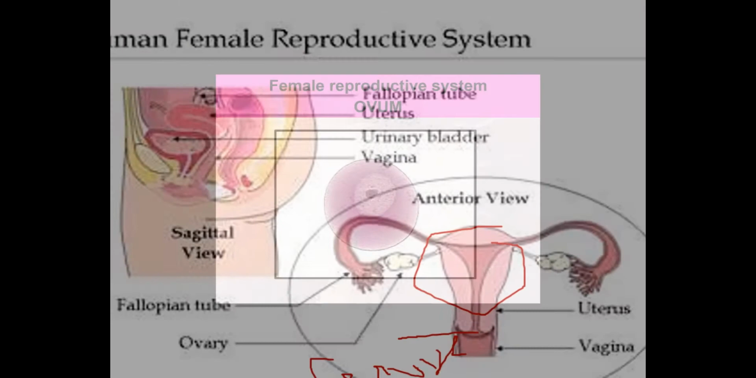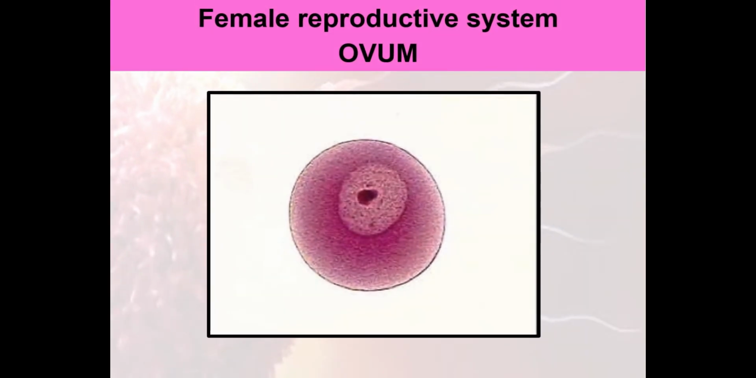Now, this structure represents the female gamete, the ovum. The size of the ovum is much bigger than the size of the male gamete, the sperm.